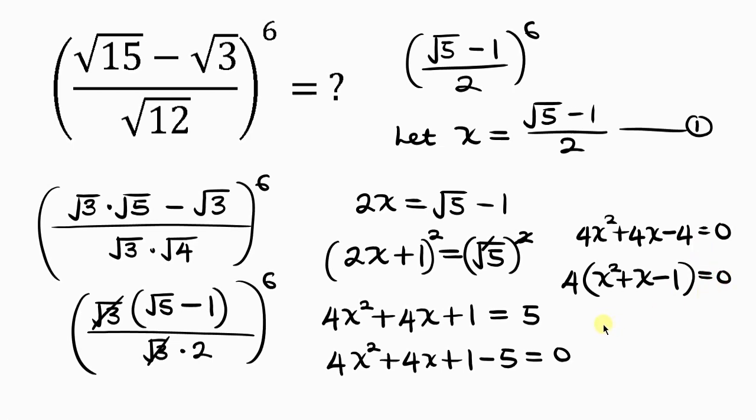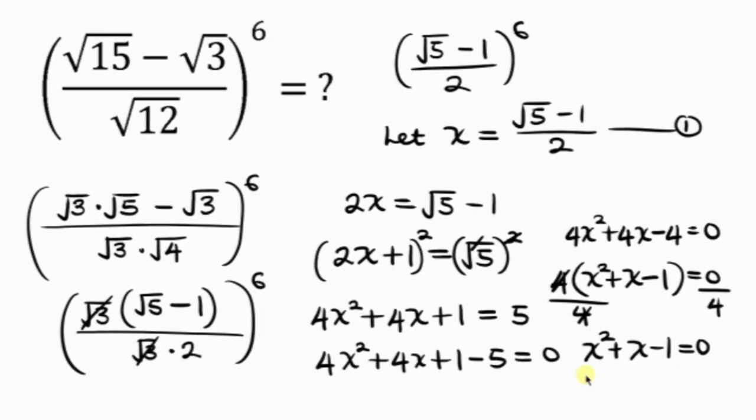Our next step will be for us to divide both sides by 4. So I'll divide the left-hand side by 4. I'll also divide the right-hand side by 4. Now 4 can cancel 4, leaving behind x squared plus x minus 1 to be equal to, now 0 divided by 4 is 0. So I have this expression to work with. Let's continue on the next slide.